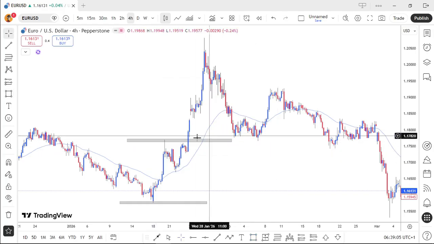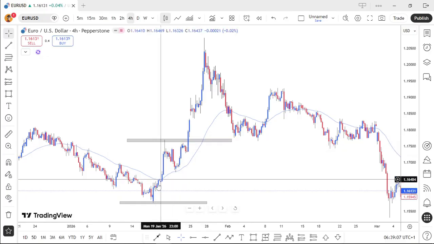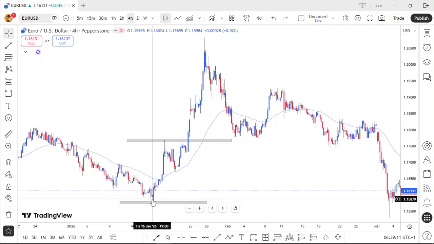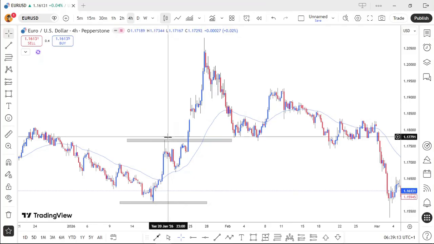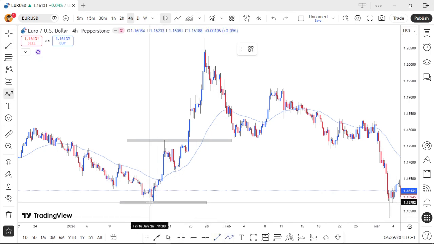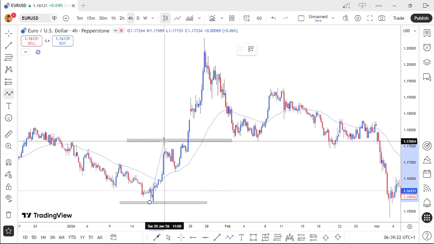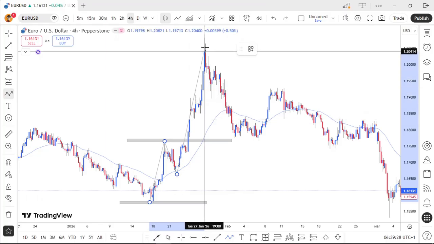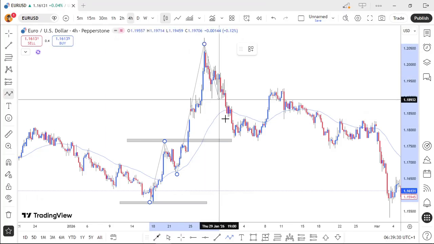So in this case, if you want to catch the Fibonacci retracement level in this particular movement from this swing low to this swing high, this is the impulse move. And this is the retracement.